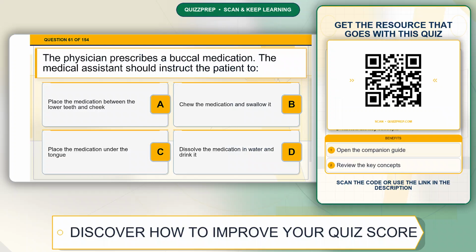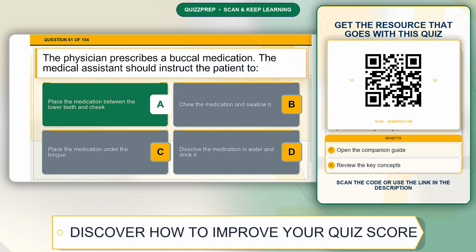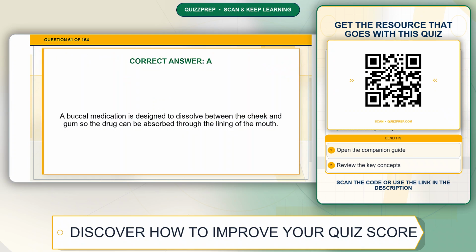Question 61. The physician prescribes a buccal medication. The medical assistant should instruct the patient to Option A, place the medication between the lower teeth and cheek. Option B, chew the medication and swallow it. Option C, place the medication under the tongue. Option D, dissolve the medication in water and drink it. The correct answer is option A, place the medication between the lower teeth and cheek. Explanation. A buccal medication is designed to dissolve between the cheek and gum so the drug can be absorbed through the lining of the mouth.